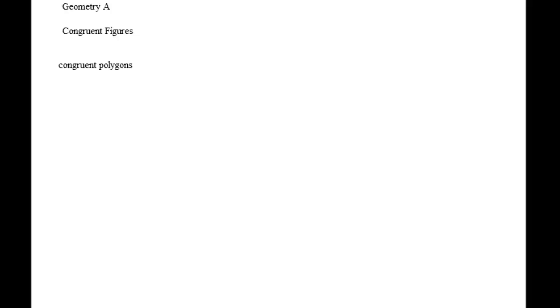Alright, today we'll be talking about congruent figures and more specifically congruent polygons. Congruent polygons are basically any type of shape that has the same measurement in both sides. So let's say we had something that looks like this.